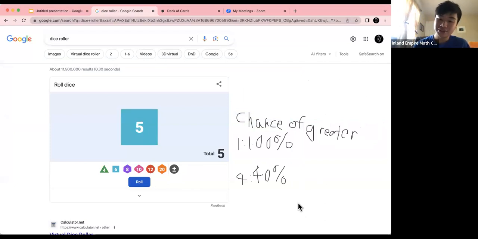But what about if it's 2 or 3? What are the chances of it being greater if it's 2 or 3, or 5 or 6? Or we can first look at 5 in this case. Does anyone have any ideas as to what the chances are of it being bigger if we roll a 5 first? Does Joyce or Jasper, do you have any ideas right now about what the chance of it being bigger is if we roll a 5?